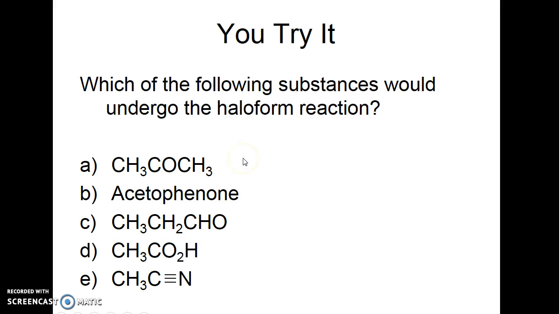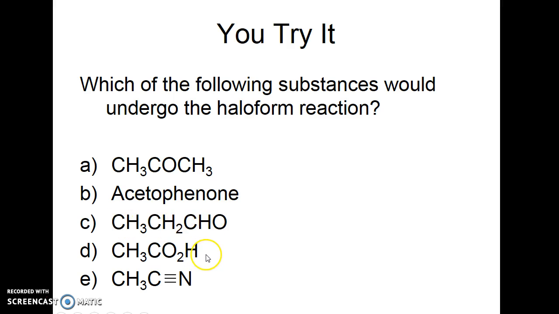So now, which one of the following would undergo a haloform reaction? If you remember, in the haloform reaction, we treat with sodium hydroxide and bromine or chlorine or iodine, and it will take a methyl ketone and change it to a carboxylic acid. So I actually have to look for a methyl ketone here.